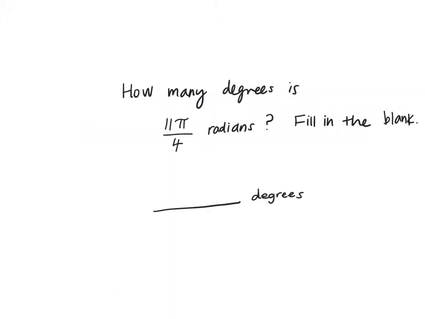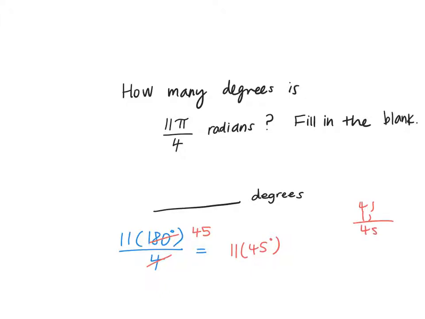Okay, now try this problem. How many degrees is 11 pi over 4 radians? Fill in the blank. Alright, so 11 pi over 4 radians. Again, I know that pi is really just 180 degrees. So I am going to simplify this out, reduce. So I end up with 11 times 45 degrees. So 45 times 11, I end up with 495 degrees as my final answer. So in the blank, you should have put 495.